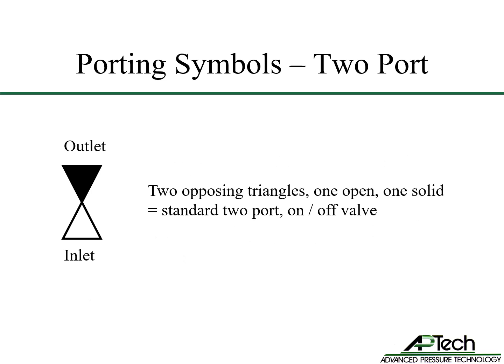A two-ported valve symbol is two opposing triangles. One triangle is open. This is the inlet port. The port enters the valve below the seat. The other triangle is solid. This port is downstream of the seat. This is a standard two-port on-off valve symbol.